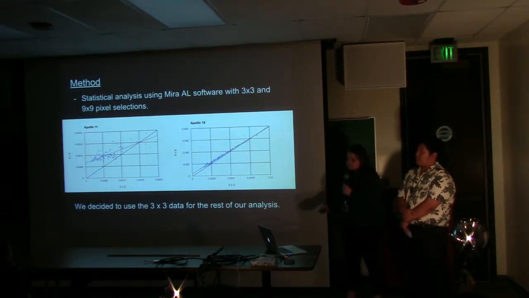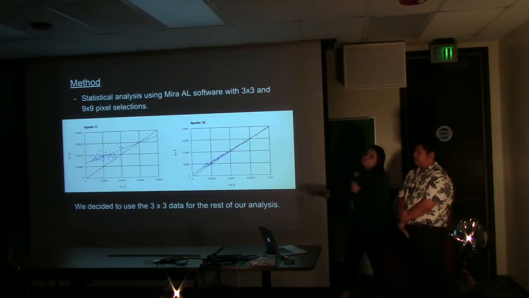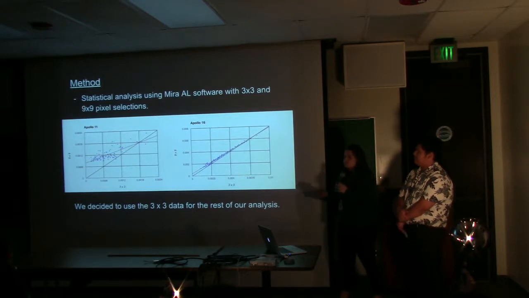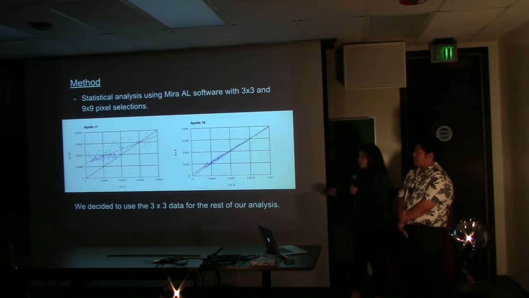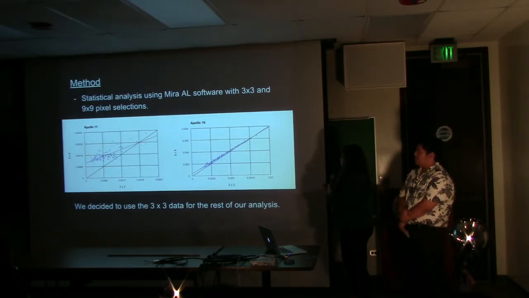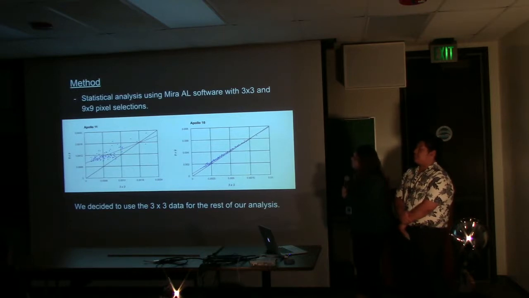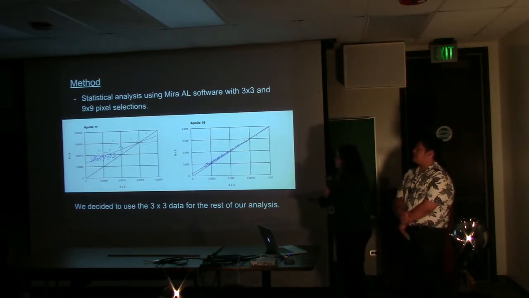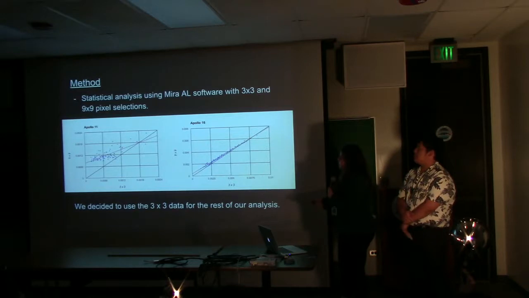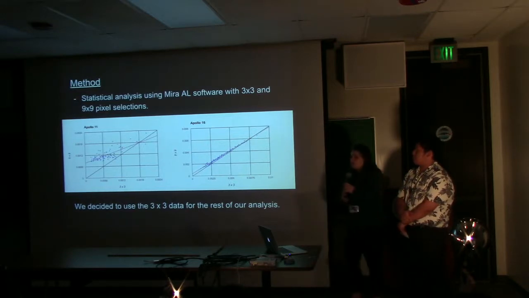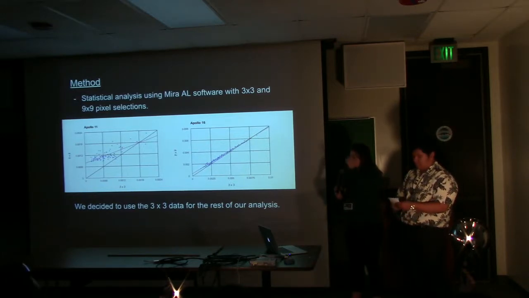And when we were doing this, we selected 3x3 and 9x9 pixel sections. And the reason why we did this is so that we could define which pixel block would be the most appropriate for the rest of our analysis. And so as you can see over here, the black trend line is a perfect 1-to-1 ratio. So that would mean that the 3x3 and the 9x9 have no difference in standard deviation values. And so over here, the Apollo 11, it's much more spread out. And you can see that the 3x3 has lower standard deviation values than the 9x9.